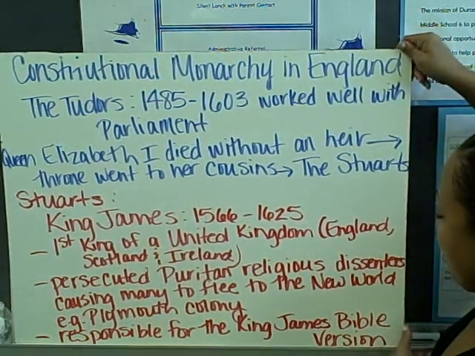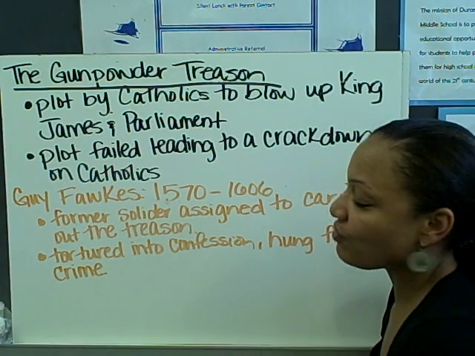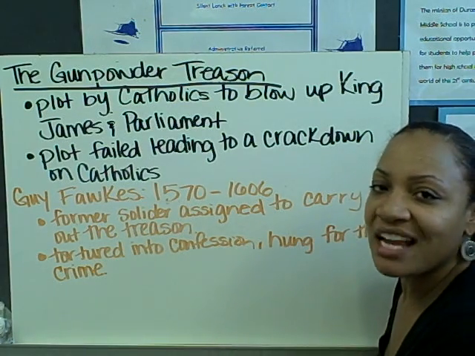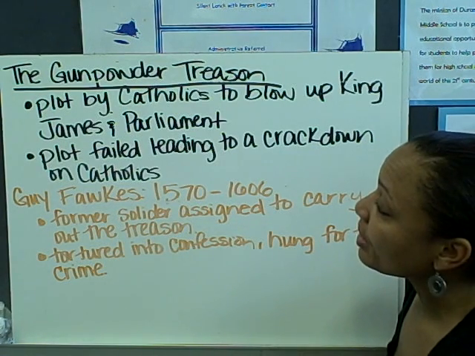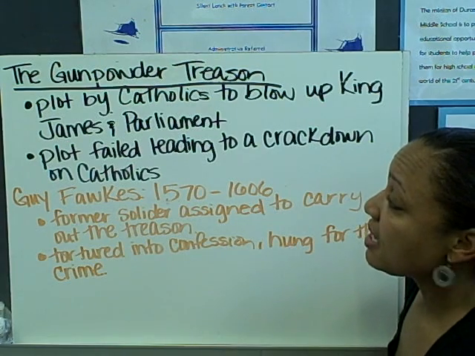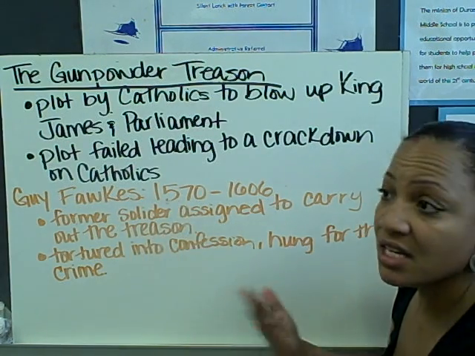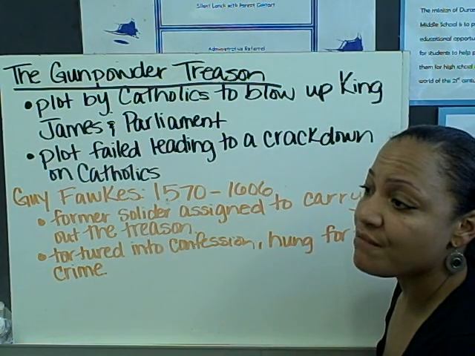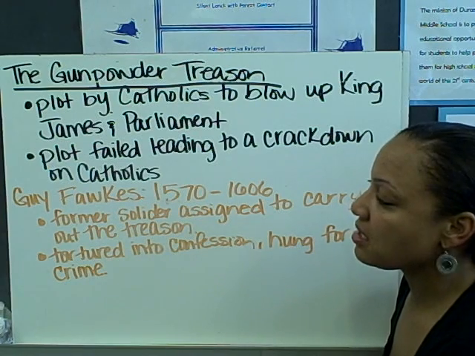Now, while he was in office, Catholics are still going to try to take back control of the country. They will not give up. So they're going to plot, the Catholics are, they're going to plot to blow up King James and Parliament. The plot failed, leading to a crackdown on Catholics. So then they became not lenient towards Catholics. They wanted them out of their country because of this plot.